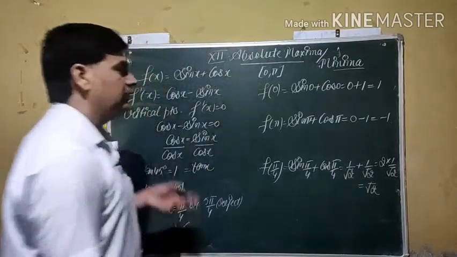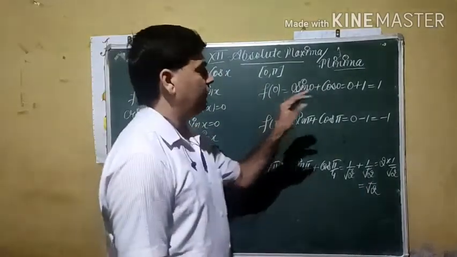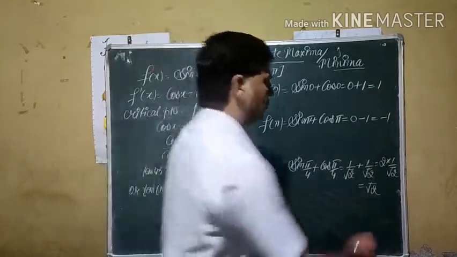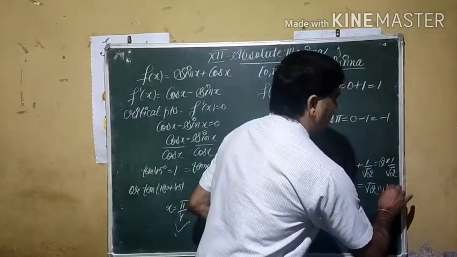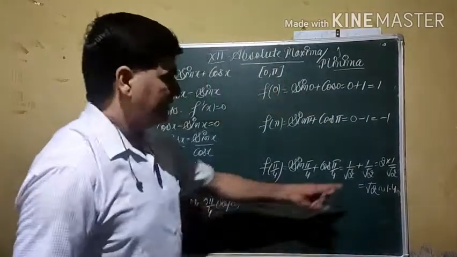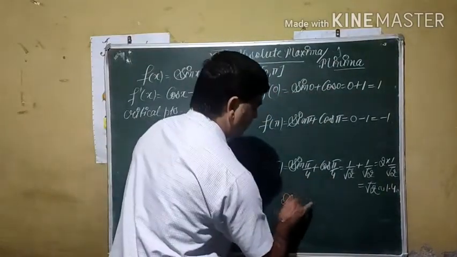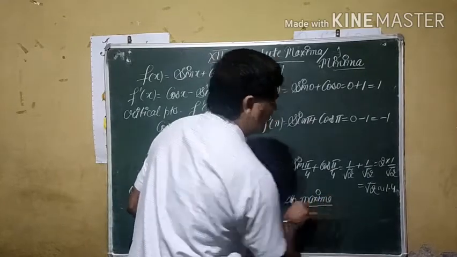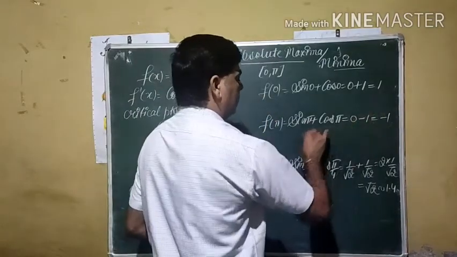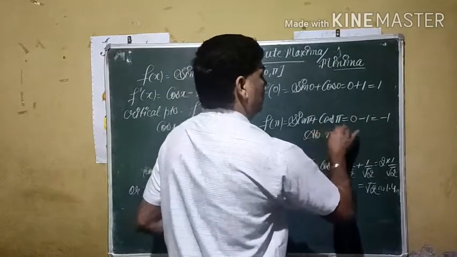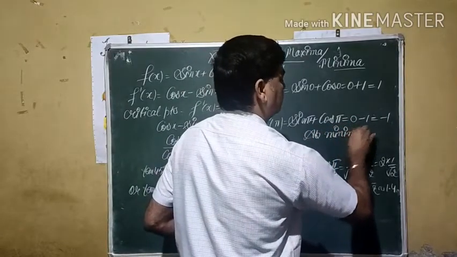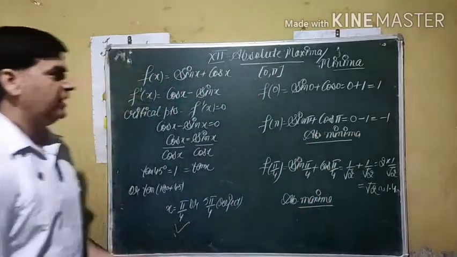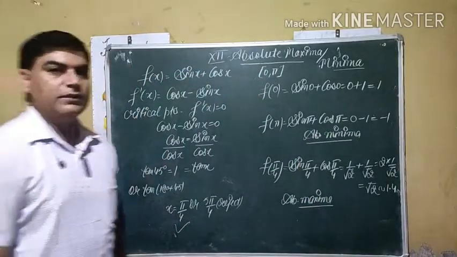If you see here, in these three cases, first of all we get answer 1, minus 1, square root 2. Square root 2 means approximate 1.4. If you see here, which is the highest answer? Highest answer is 1.4. So this is the absolute maximum of the given function. And the lowest one is given by minus 1. So this is absolute minima of a function. So like this, we can find out absolute maxima and minima in case of a trigonometric function.